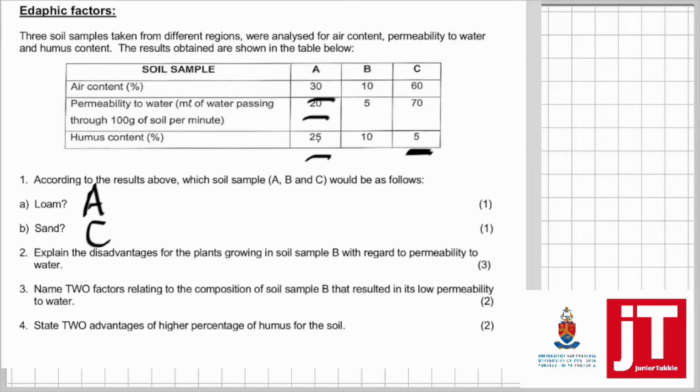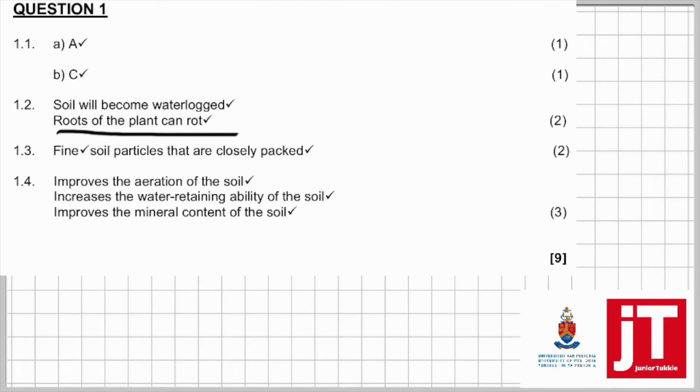Explain the disadvantages for plants growing in soil sample B with regards to permeability of water. Now, if you look at it, the water does not pass through quickly. It's only 5 milliliters that can pass through in 100 grams. That means water cannot pass through quickly, and the reason is that the soil will become full of water. And if there's too much water in the soil, the plant roots can actually rot. Right, so there you can see your answer.